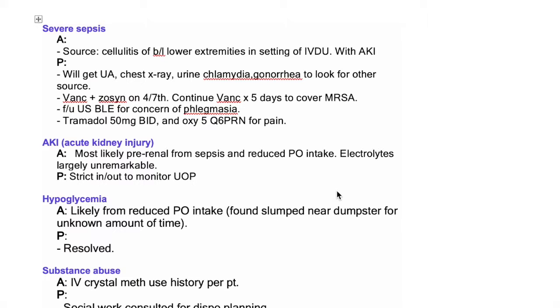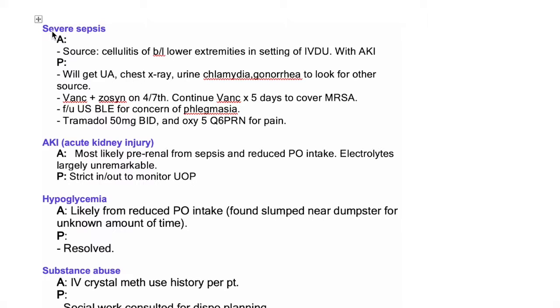So in this case, this story is of a made-up patient in her 50s, wheelchair bound, homeless, IV drug user, who came in with cellulitis. So the number one problem I wrote was severe sepsis. Source: cellulitis of bilateral lower extremity in the setting of IV drug use with AKI.